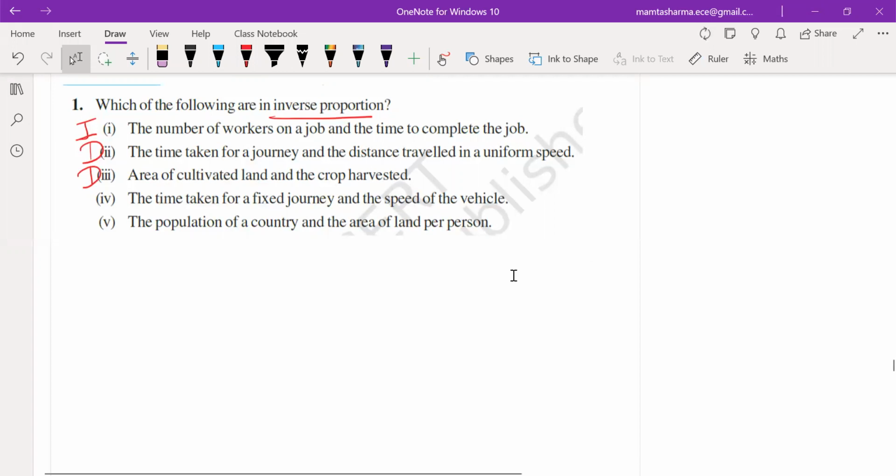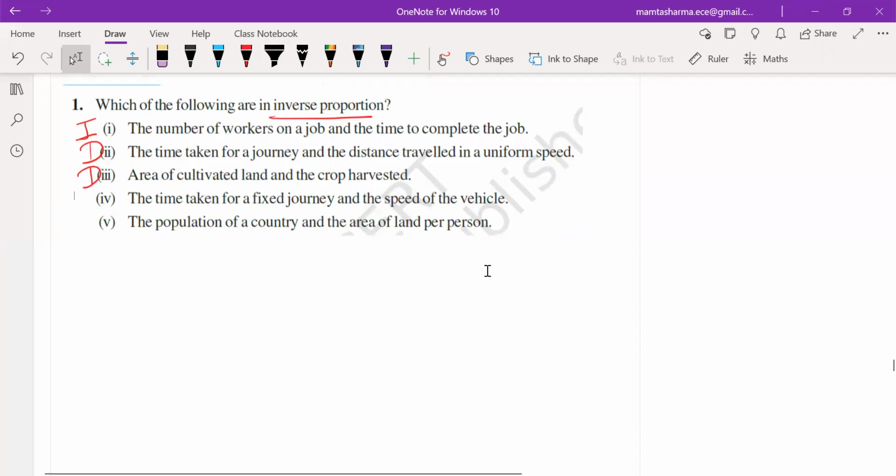Now, Nityashri, read the fourth one. Okay, Shubhra, read the fourth one. The time taken for a fixed journey and the speed of vehicle. Ma'am, they're inversely proportional. How? Ma'am, because time and speed are inversely proportional. Yes, they are always in inverse proportion.